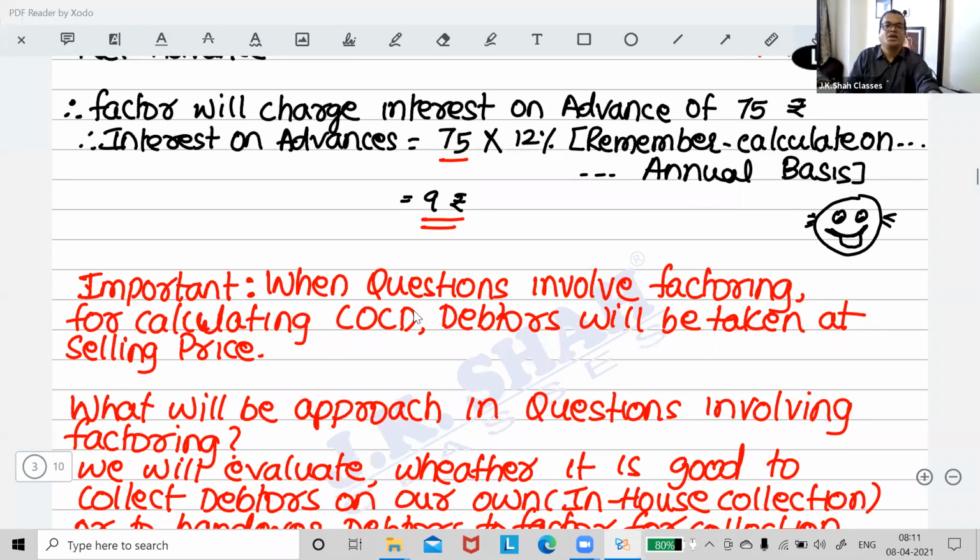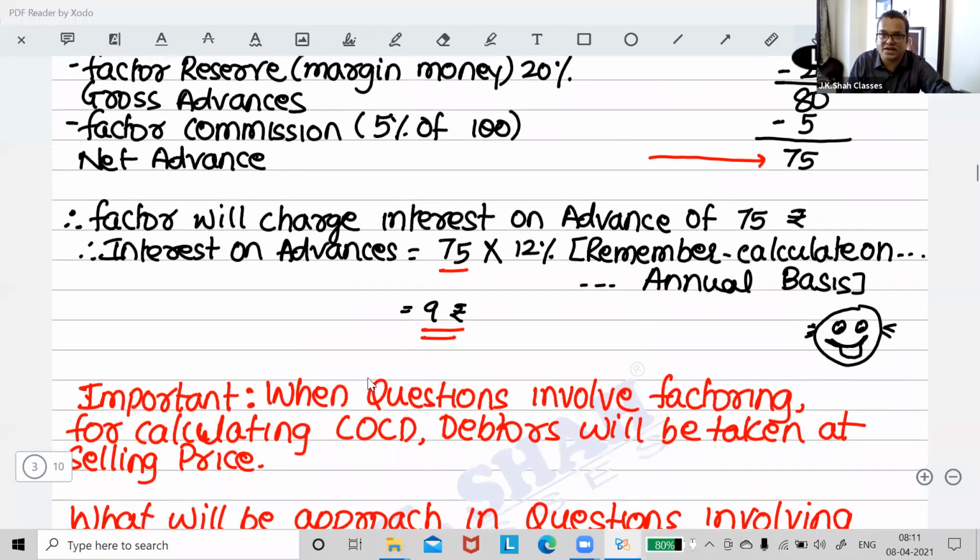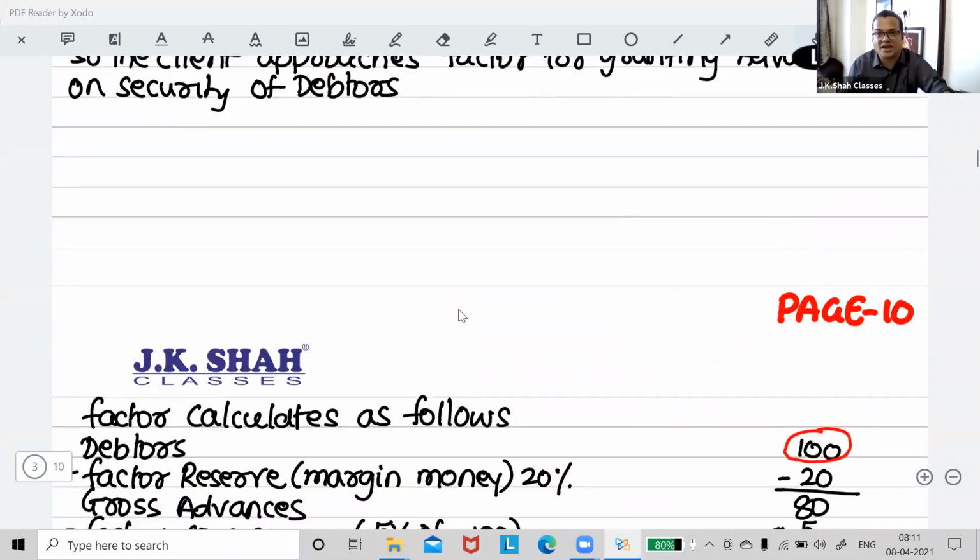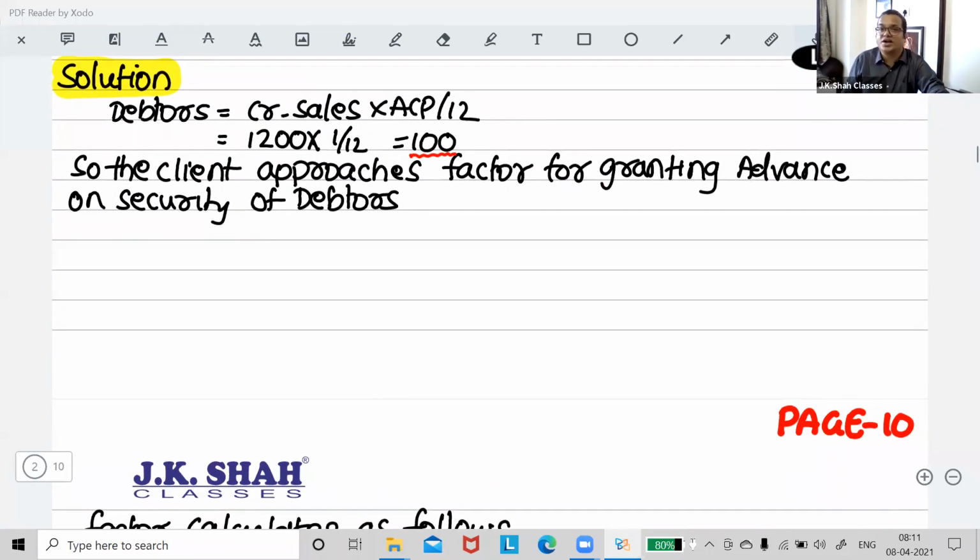Okay. Fine. Now, sir, you explained all this, it is fine. But what will happen in the question, sir? Like in the earlier question, the decision making was whether to go for plan one, plan two, plan three or plan four. Everywhere some ACP was given: 30 days, 45 days, 55 days, 60 days. So what will be our approach in factoring questions, sir?